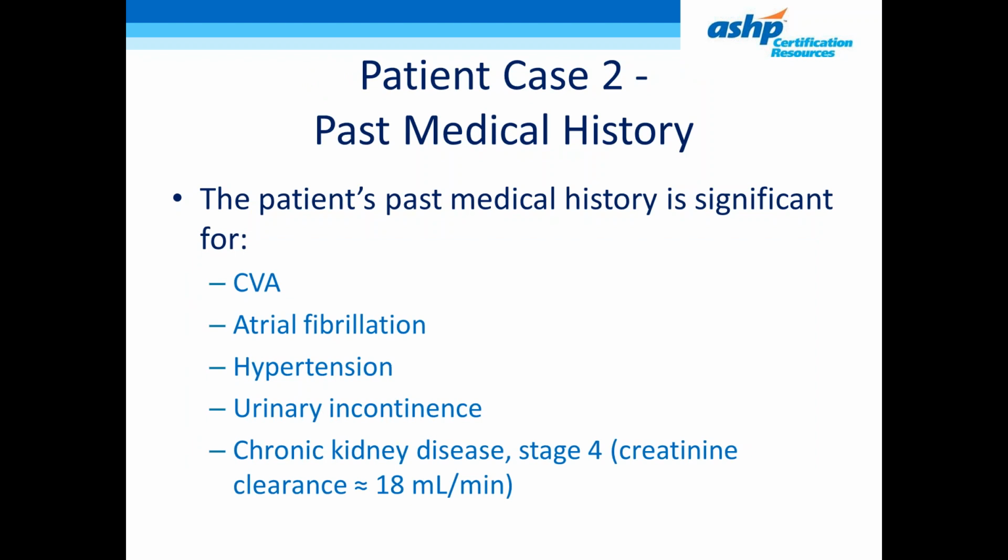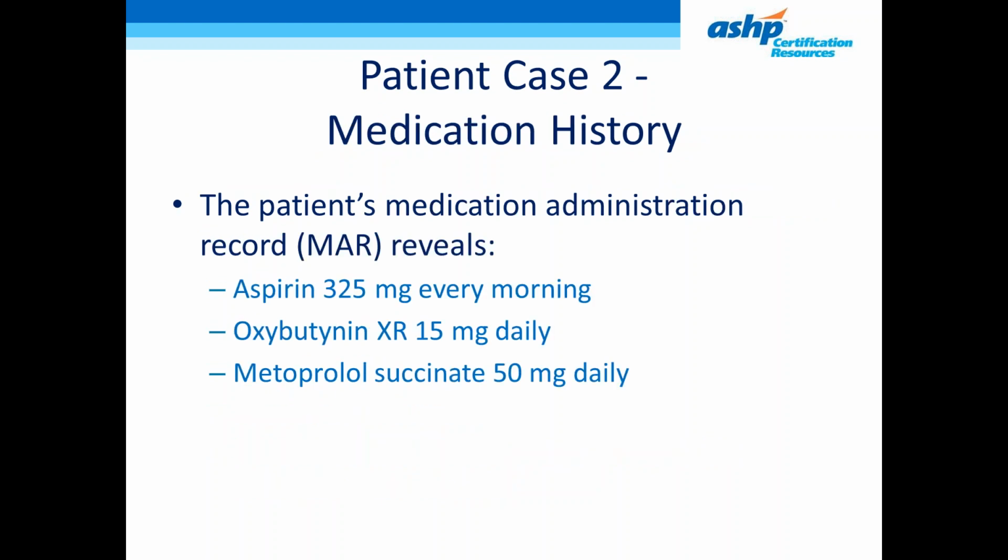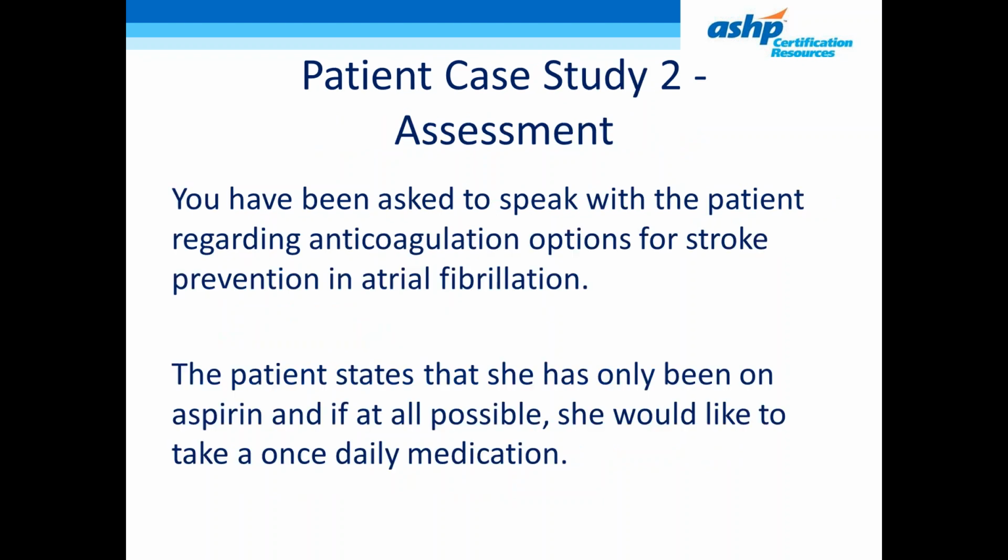The patient's past medical history is significant for the stroke, or CVA, atrial fibrillation, hypertension, urinary incontinence, and chronic kidney disease stage 4 with an estimated creatinine clearance of approximately 18 mLs per minute. The patient's medication administration record reveals that she is currently taking aspirin 325 milligrams every morning. She takes oxybutynin XR 15 milligrams daily and metoprolol succinate 50 milligrams daily.